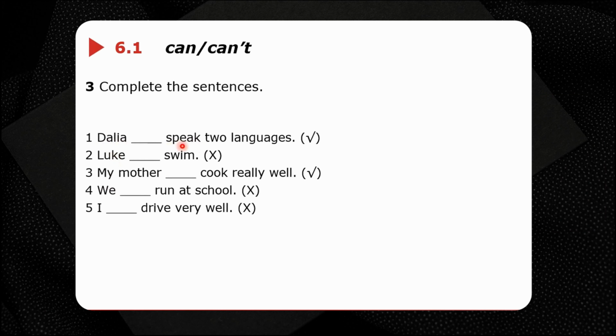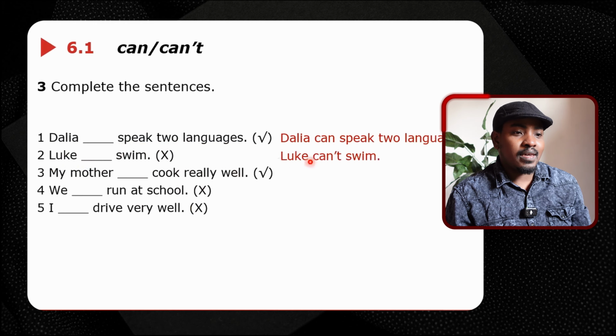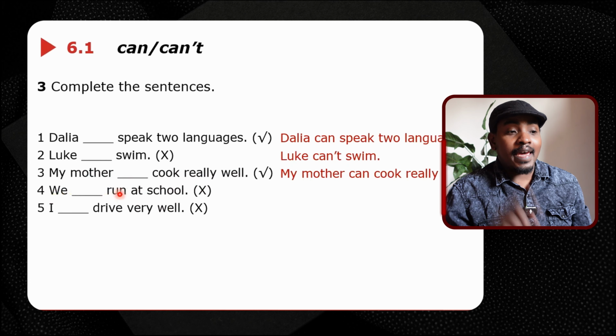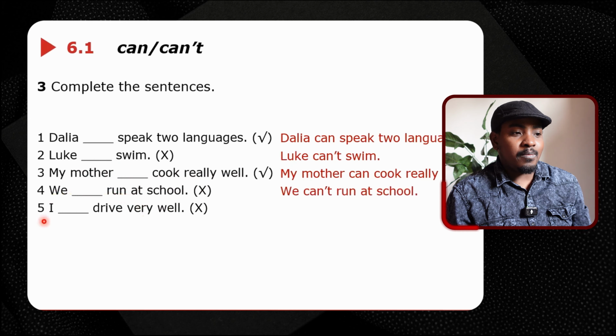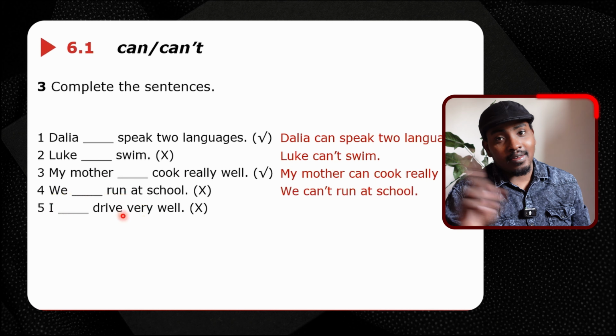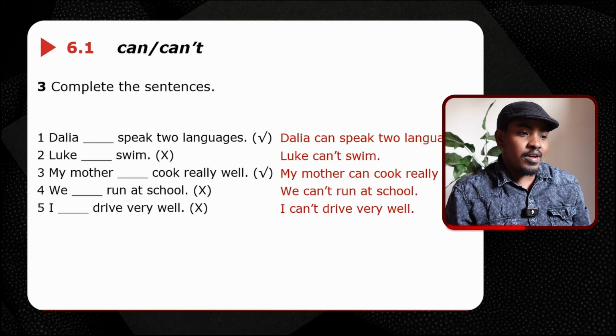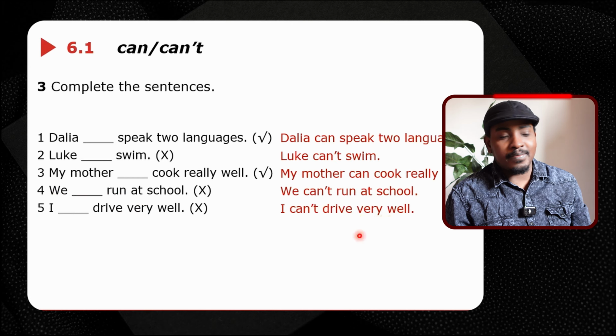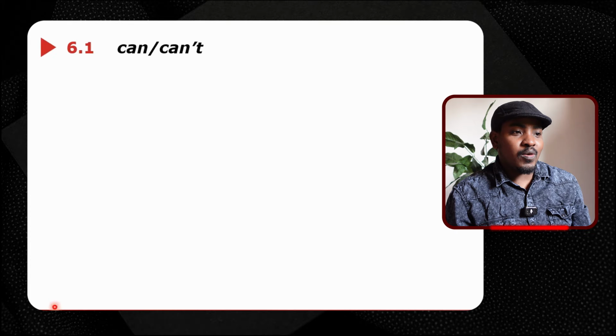Dahlia can speak two languages, right? Okay, negative. Look, can't swim. Can't. My mother can cook really well. 4. We can't run at school. Number 5. I can't drive very well. Okay.